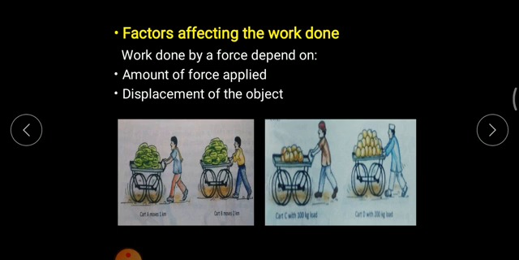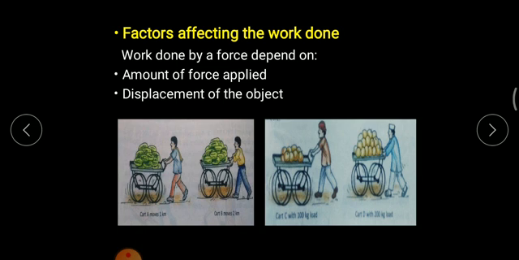So work done depends upon two things: with how much intensity the force is applied by a person or an object, whereas how much distance the object has moved from one point to another point. That is the second factor.